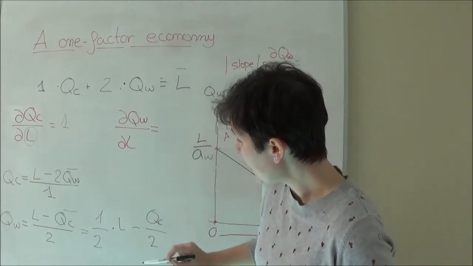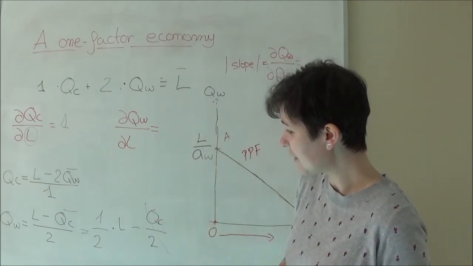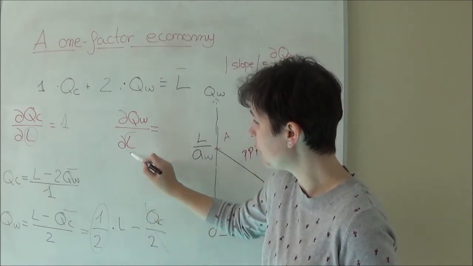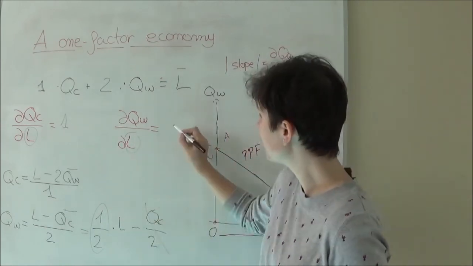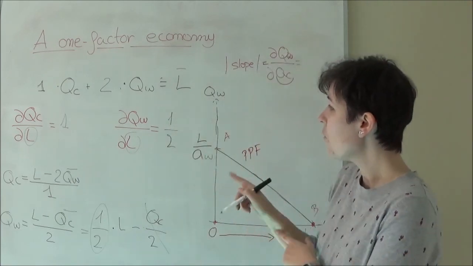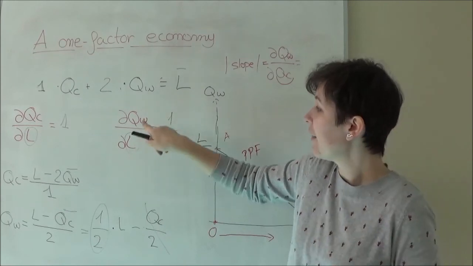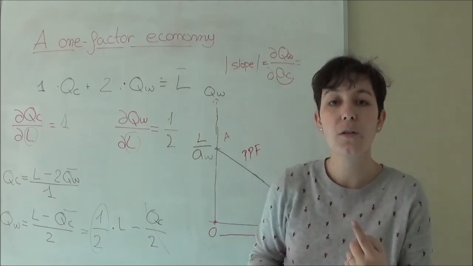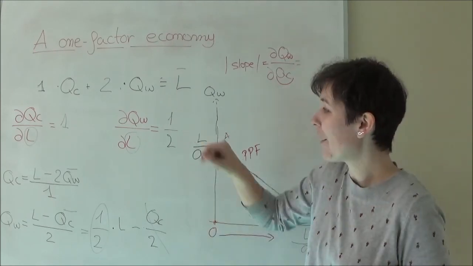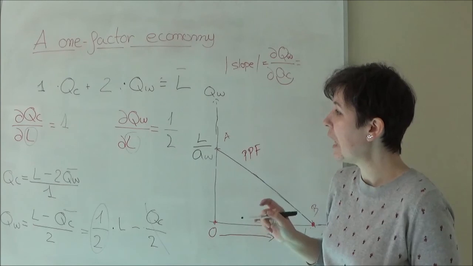Okay, so the derivative, this is a constant, so its derivative is 0, and here we have a number times our variable. So it's just the number, 1/2. Okay, so now we have that if you introduce one worker more in the wine industry, you're going to have 0.5 units more of wine. Okay, that is the result, that is the conclusion of this.